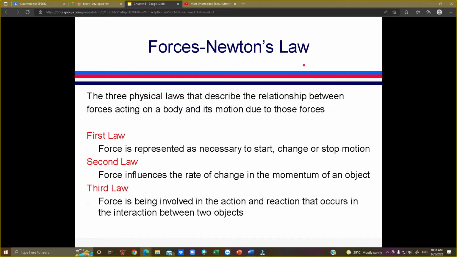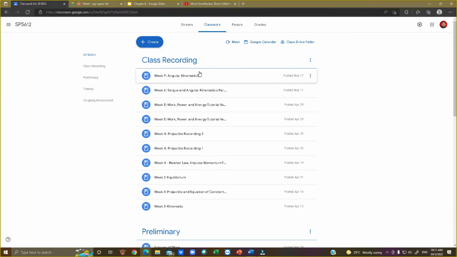Alright, and then we have this 3 Newton law. Newton law ni kita dah cover kan? Does we cover this one? Dah.